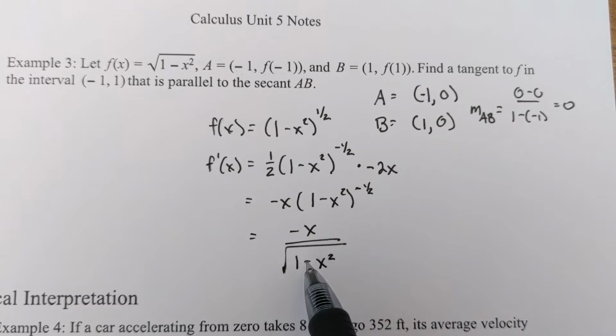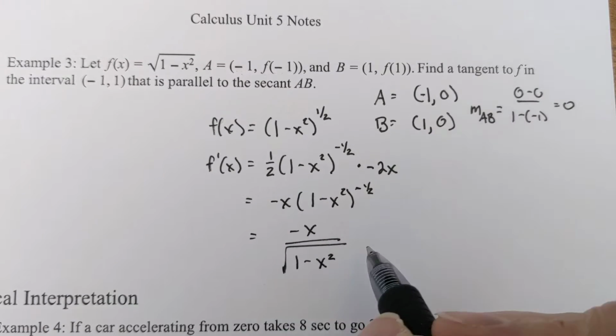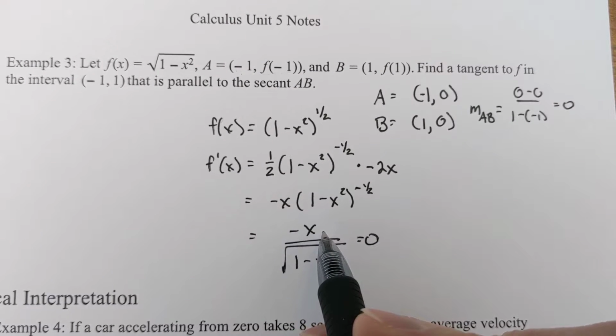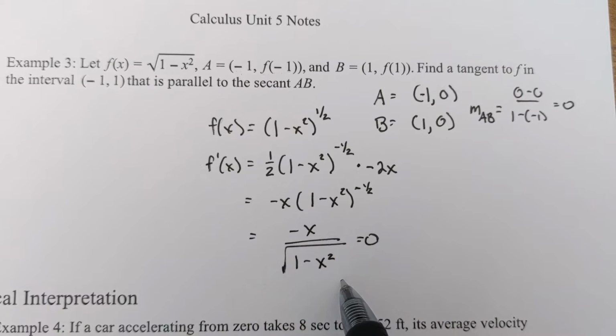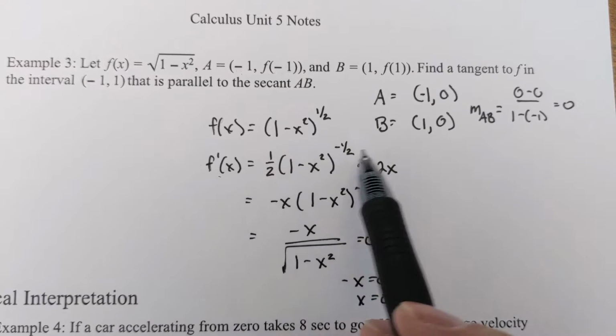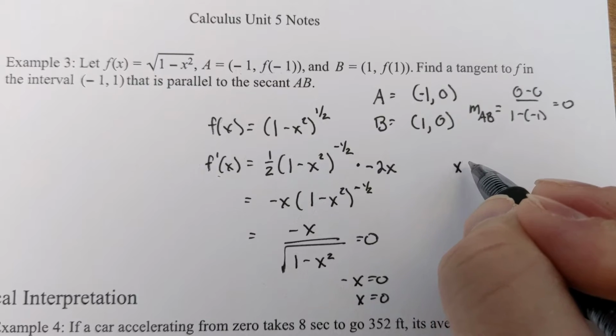So this is the equation for the derivative. I need to know where it is equal to that slope, so equals 0. Now the trick here is if you have a fraction, the only way a fraction is 0 is if the numerator is 0. So I can just worry about this, which means when x is 0, the derivative has a slope of 0. So I have my x value.